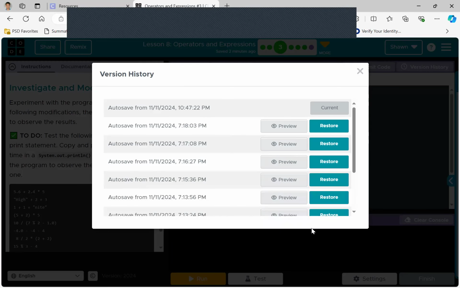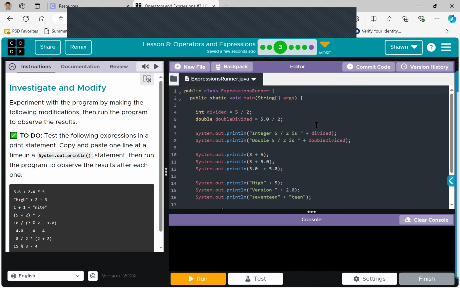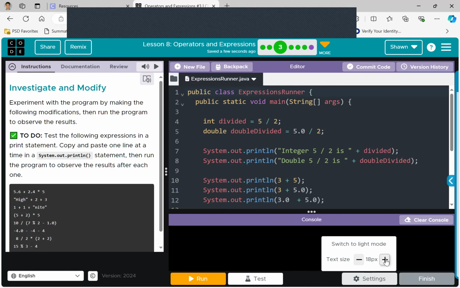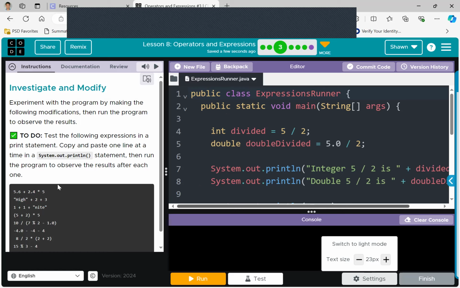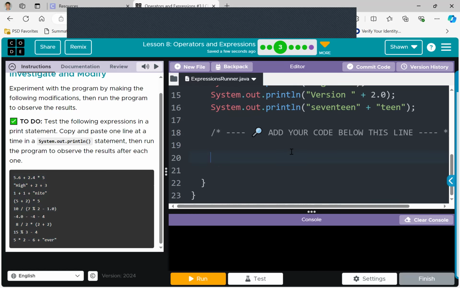Let me just make sure I cleared everything out. I already did this once, so I want to start over with everything with you. And again, what we're going to do in this one is just take out the prints. And you're going to take a look at all this. The main thing I want you to pay attention to, I added the code down here, is we're going to do system.out.println. And you're supposed to go through each one of these. So I want you to observe.